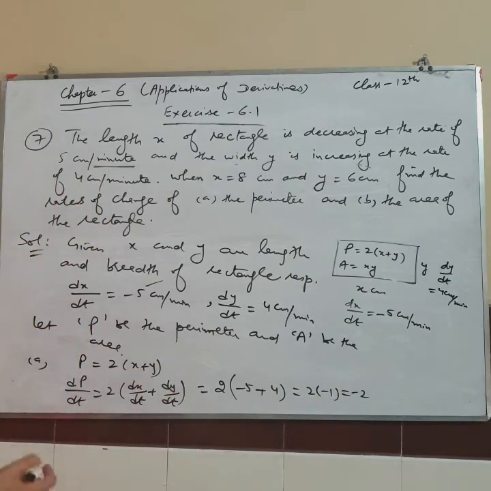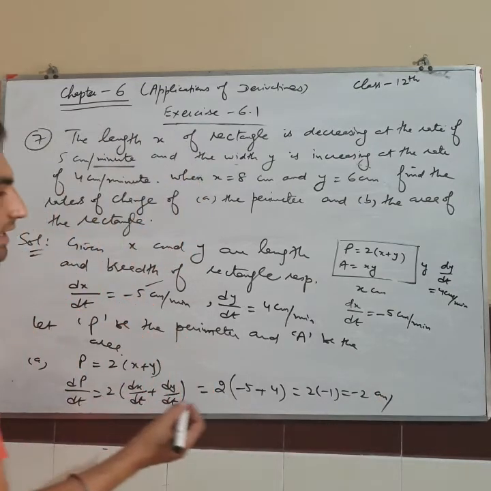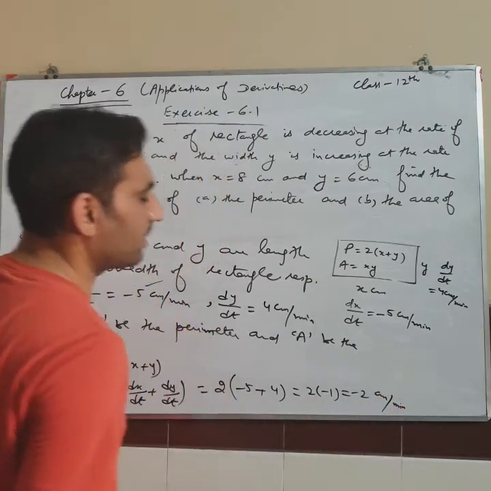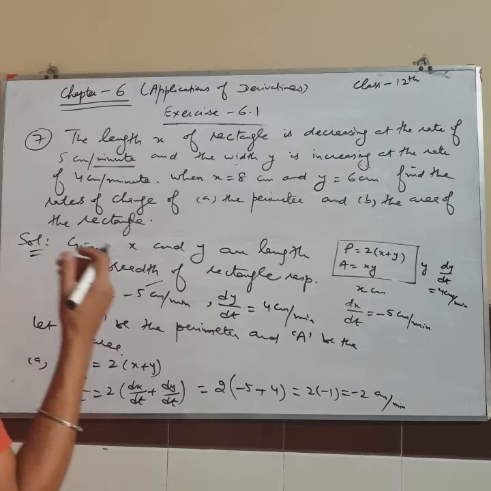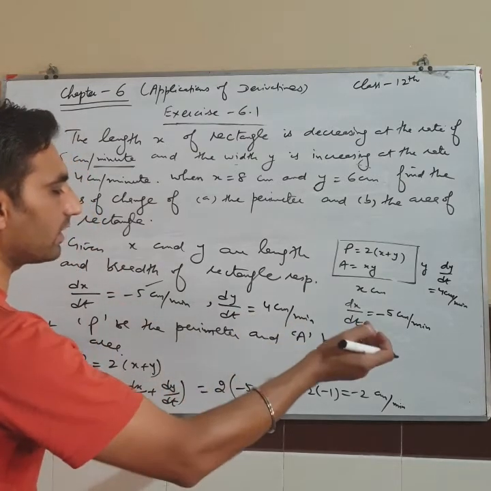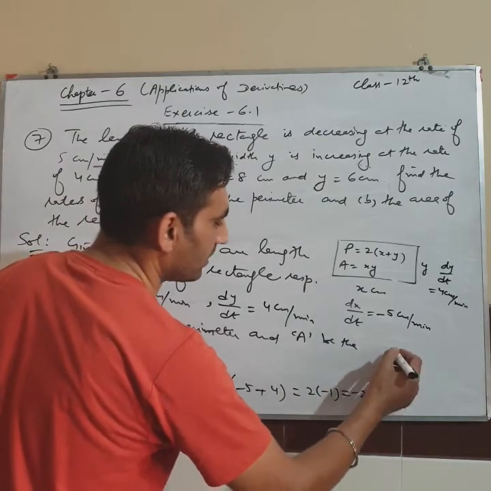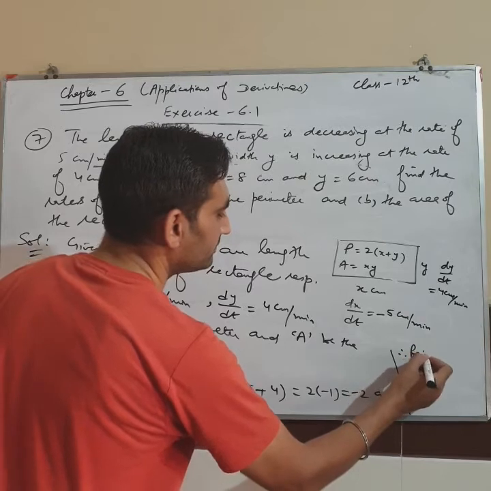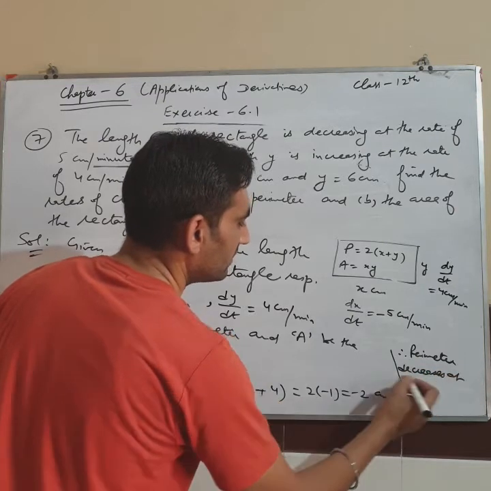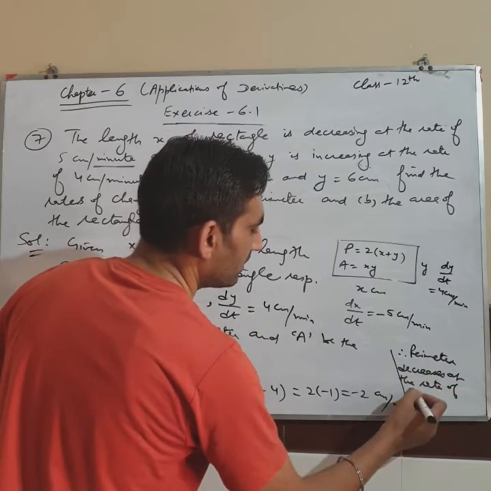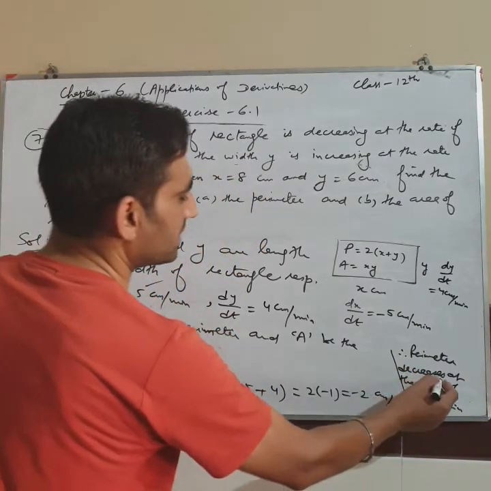And what about units? Perimeter is in centimeters. We are differentiating with respect to time, and time is given in minutes. So minus 2 centimeter per minute. And what is the meaning of this? Its meaning is that the perimeter decreases at the rate of 2 centimeter per minute. So we will give the answer of this also. Therefore, the perimeter decreases at the rate of 2 centimeter per minute. Here I am ignoring its negative sign because I mentioned it decreases.